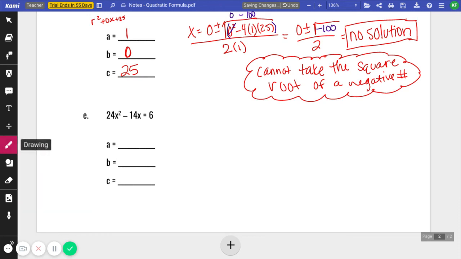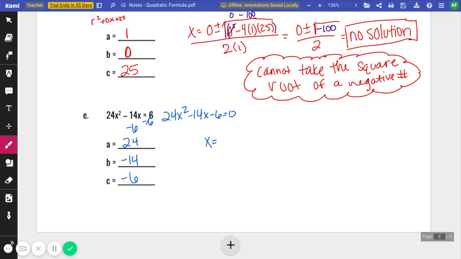So here we have 24x squared minus 14x equals 6. I want to make sure I subtract that 6 over before I even start to make sure I'm equal to 0 first. Then my A is 24, B is negative 14, and C is negative 6. Don't forget those negative signs. And we plug into the quadratic formula.